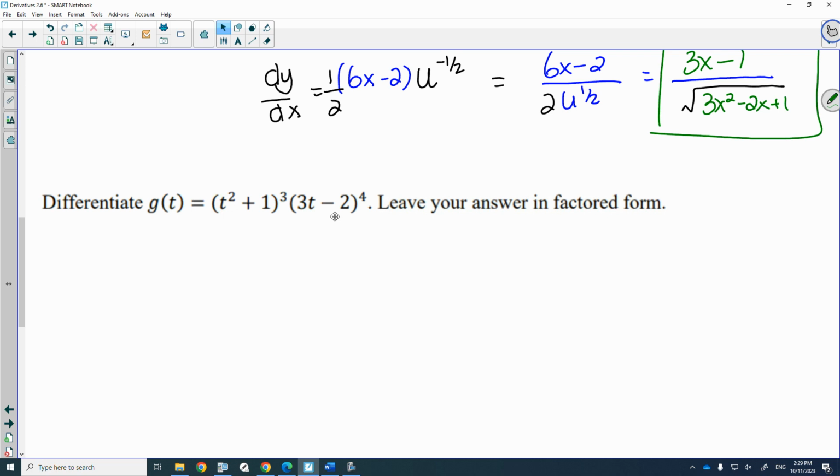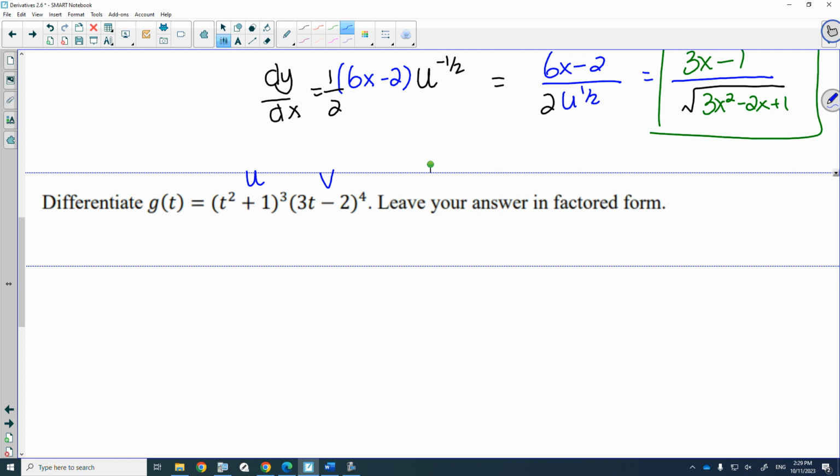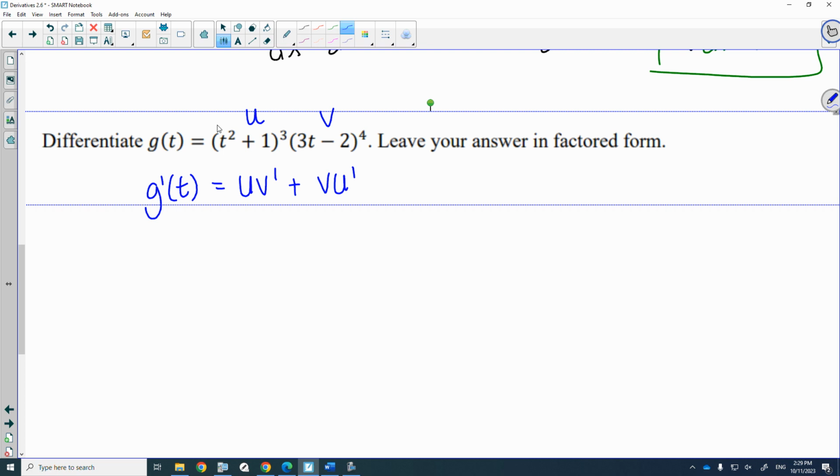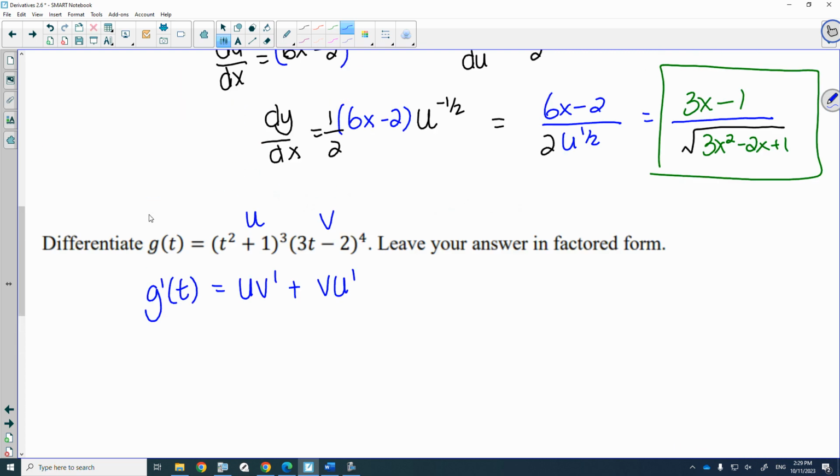Product rule. Okay, so here's how we're going to do this. What is this first function going to be called? U. And this will be my v. So the derivative g prime of t is equal to, let's write this first, I always like doing this for product rule: u v prime plus v u prime. This is actually going to be quite a complex one at the end of the day, but let's see if we could figure out what this will be.